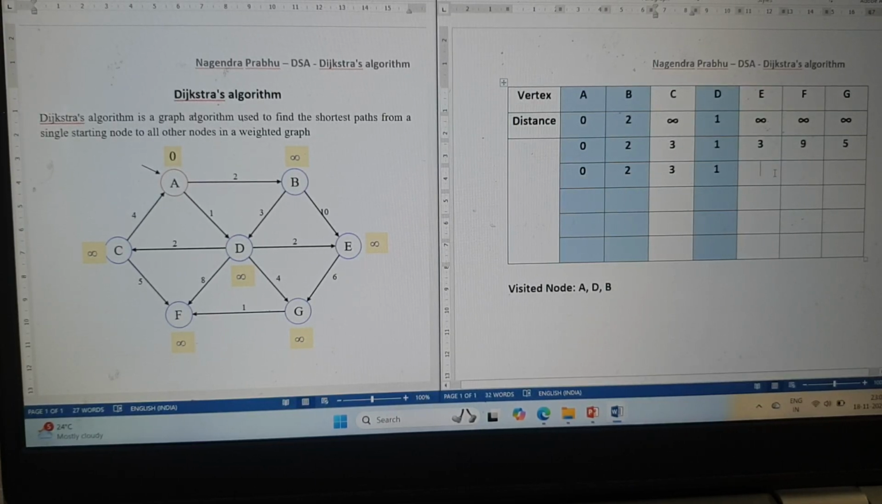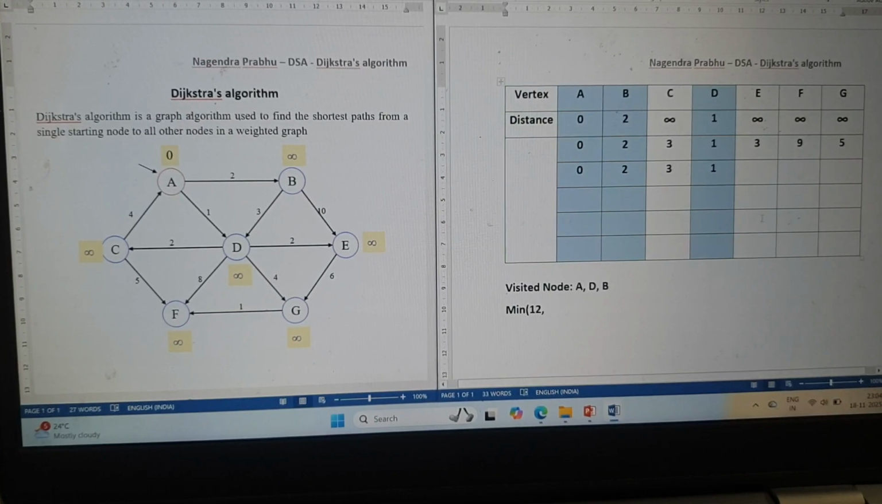Now B to E, yes, we have a direct path, the distance is 10. Our starting point is A, so A to B to E is 10 plus 2, which is 12. Now here 10 plus 2 is 12, minimum of 12, and we already have 3 only.